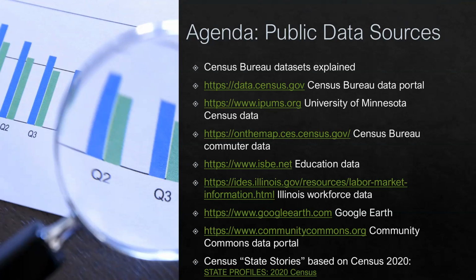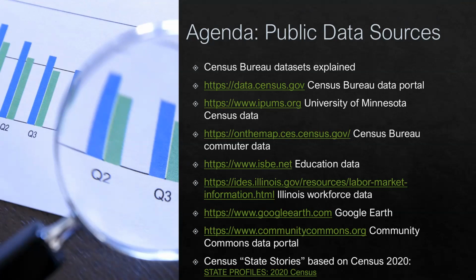Community Commons, hopefully some folks have heard of that before. They've been changing their website quite a bit. I haven't been on there just recently, but it looks like they're adding more stories and more resources, which is really interesting. And then the Census Bureau just added, so this is something new to the slides, the state stories. Based on the 2020 census, the Census Bureau is publishing basically state profiles of that information, so you can get some more up-to-date information.